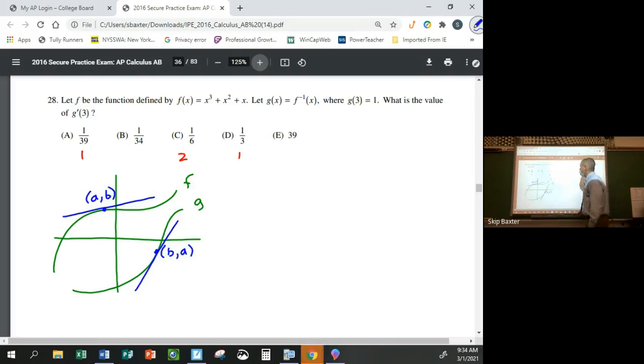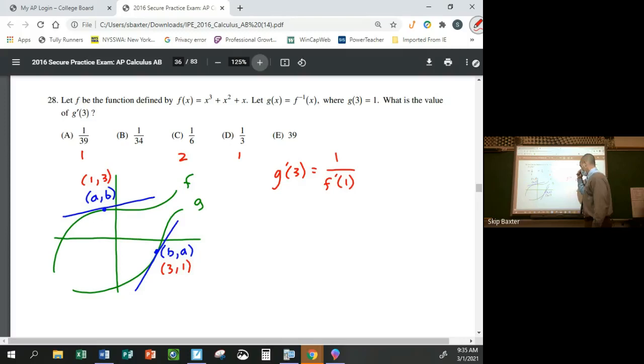So in this problem, we know g of 3 equals 1. That means this is the point 3, 1. This is not to scale, obviously. This is the point 1, 3. So if we're trying to find the derivative of g at 3, it's the reciprocal of the derivative of f at 1. So g prime of 3 is really 1 over f prime of 1. Does that make sense?